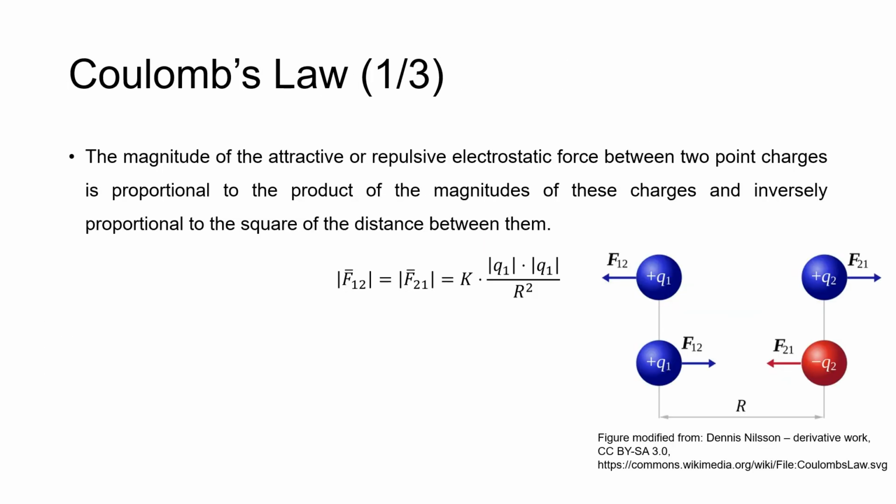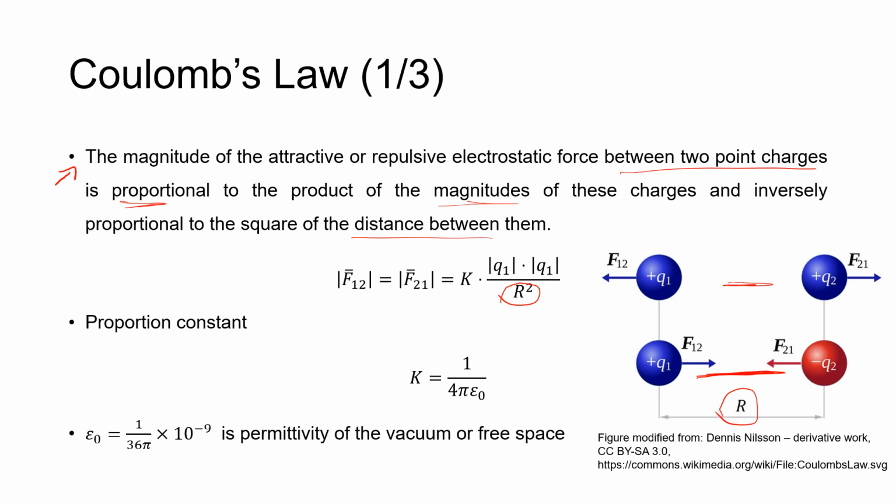Coulomb's law states that the magnitude of the attractive or repulsive electrostatic force, attractive or repulsive based on the type of the charge, between two charges is proportional to the product of the magnitudes of these two charges and inversely proportional to the square of the distance between them. So the distance is r, and we have the inverse square, 1 over r squared.